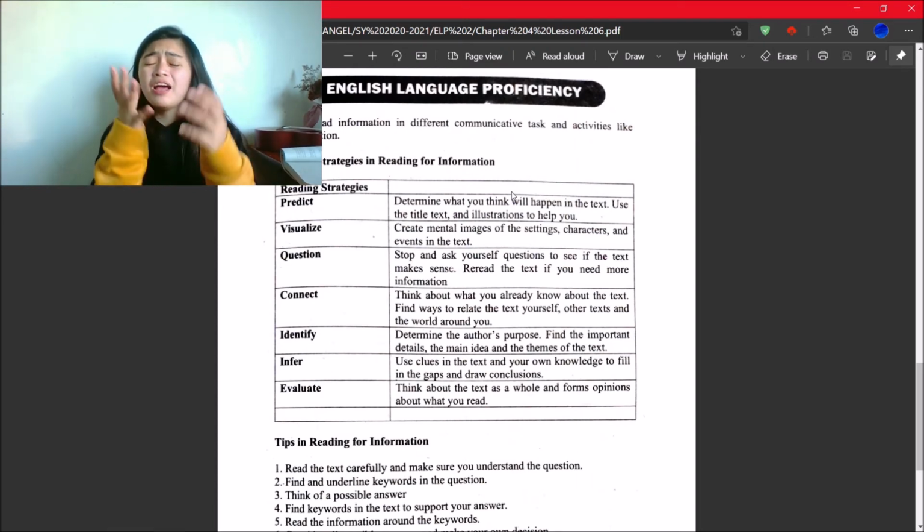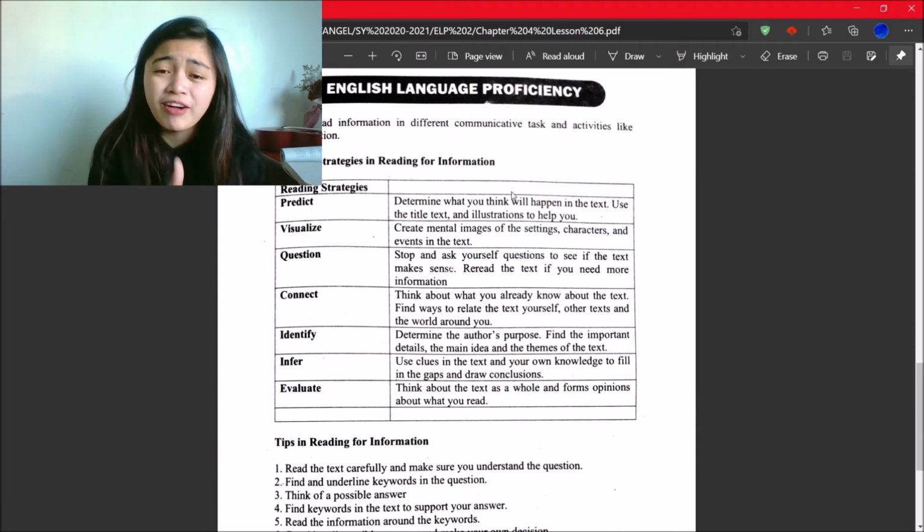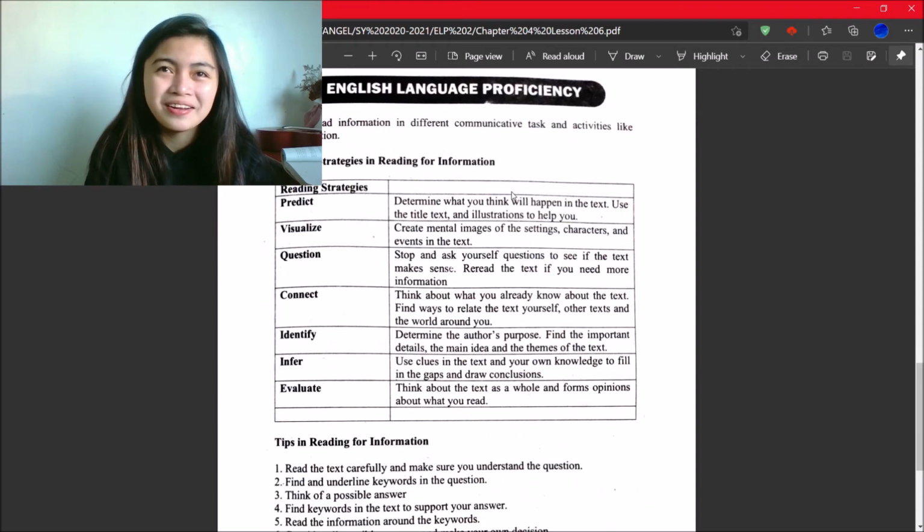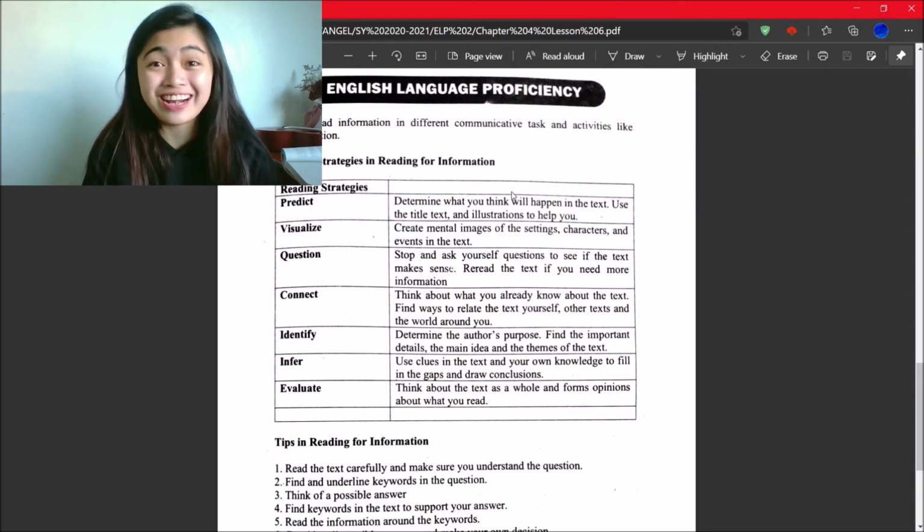Okay, number 4 is to connect. So think about what you already know about the text and find ways to relate the text to yourself, other text, and the world around you. So when you do not connect to what you are doing kasi, you will end up na questioning yourself, what am I even doing? Why am I even doing this? So when you lack that connection, you will find yourself wondering if you are doing the right thing.